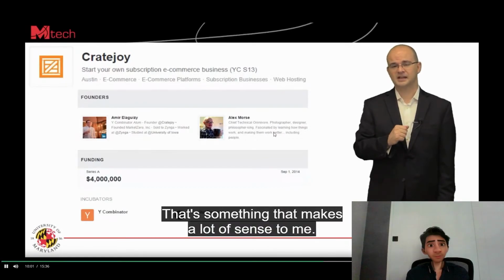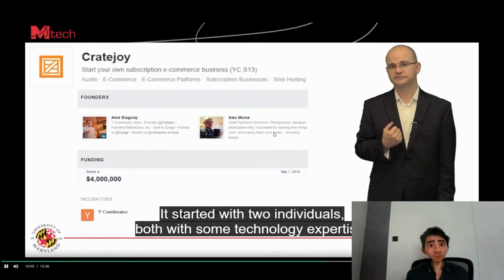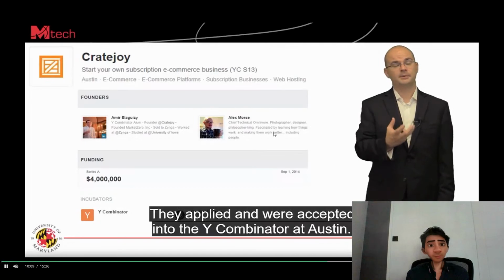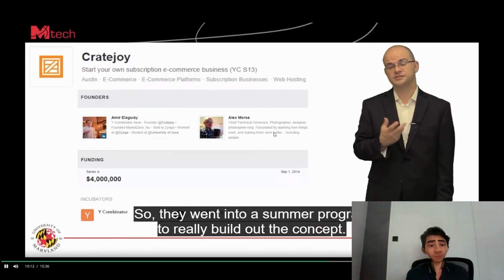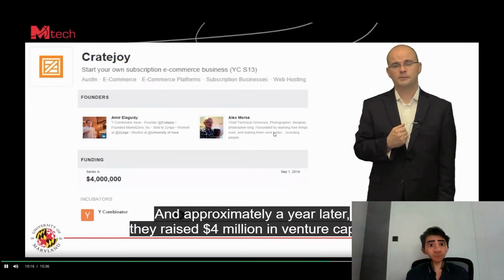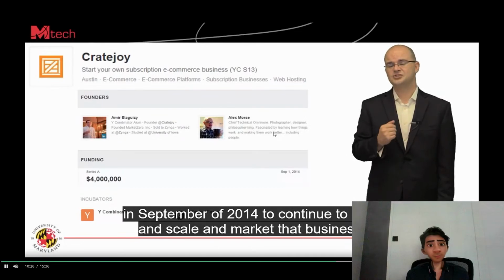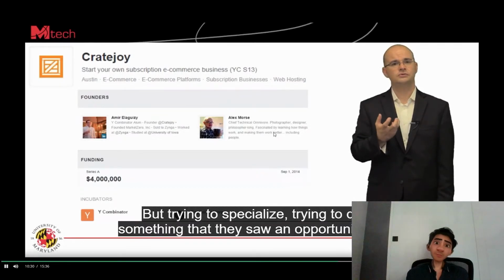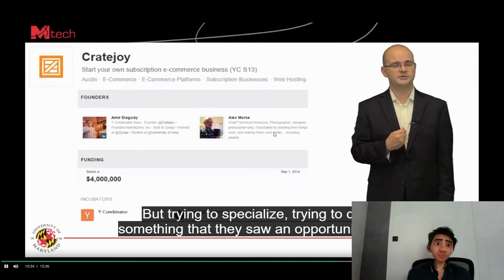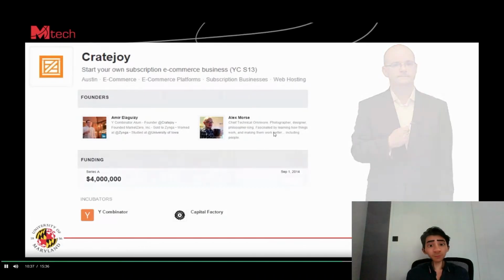That's something that makes a lot of sense to me. It started with two individuals, both with some technology expertise. They applied and were accepted in the Y Combinator in Austin, so they went into a summer program to really build out the concept. And approximately a year later, they raised $4 million in venture capital in September of 2014 to continue to build and scale and market that business. Again, not trying to be 601, but trying to specialize, trying to do something that they saw an opportunity for that really wasn't being done well yet.